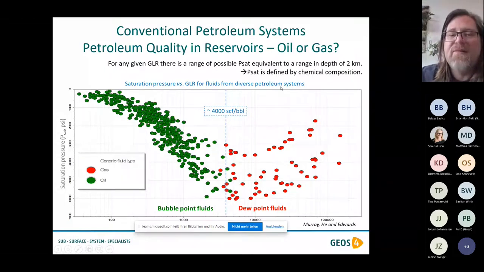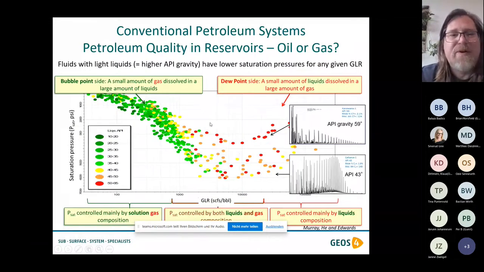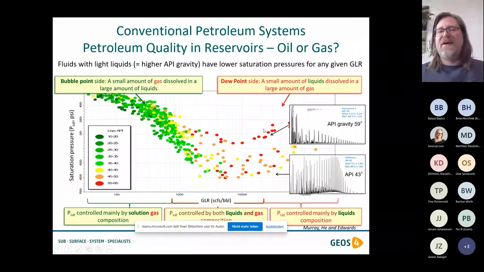And clearly, first answer, saturation pressures are defined by the chemical composition. This can be shown in the same plot, but now overlain with the API gravity. And we see here directly that higher API gravities have lower saturation pressures for any given gas liquid ratio, which reflects basically the better solubility of the light liquid in the gas phase, on the dew point curve side at least, as shown here by this condensate sample compared to the heavy waxy condensate sample. So saturation pressures are much higher here.